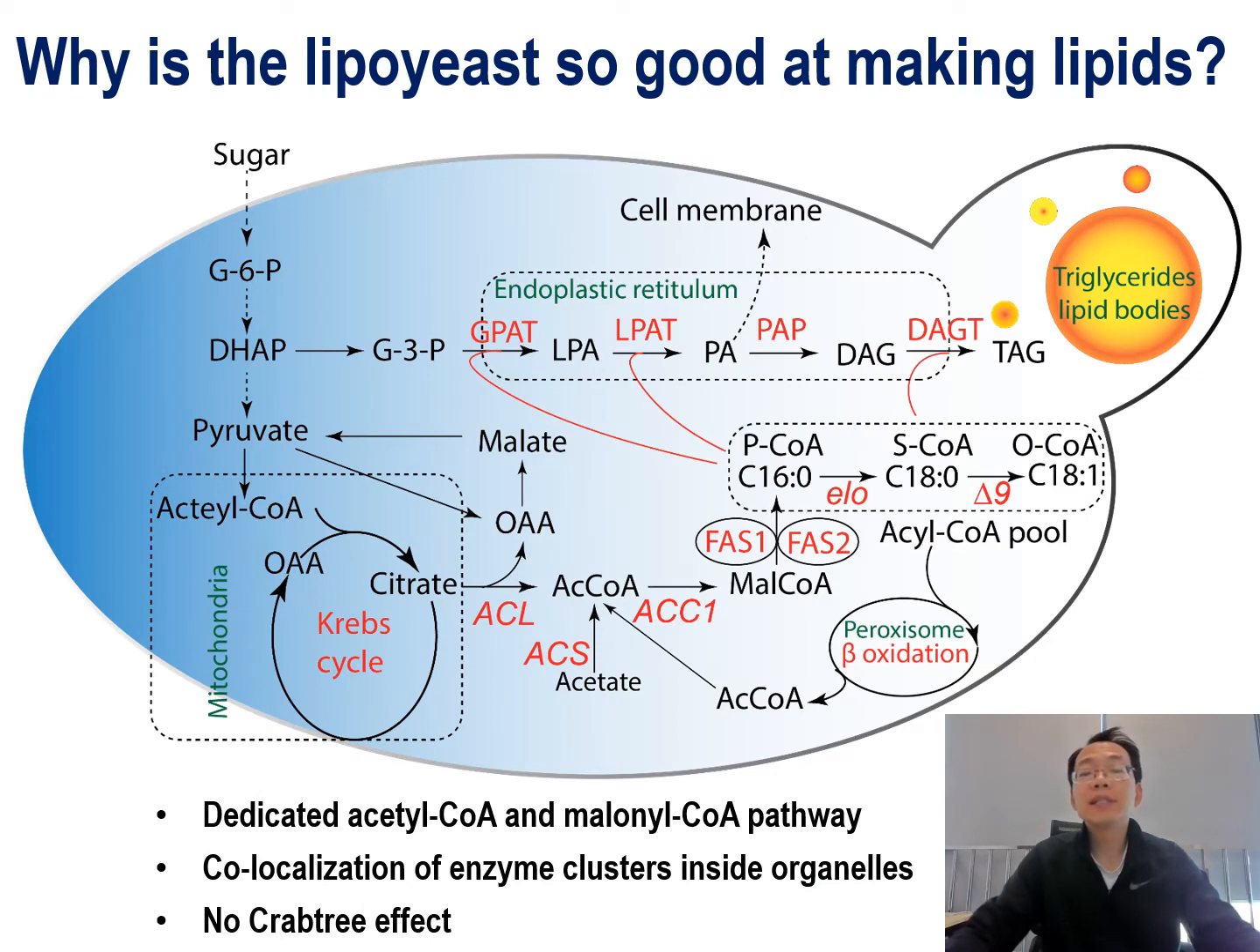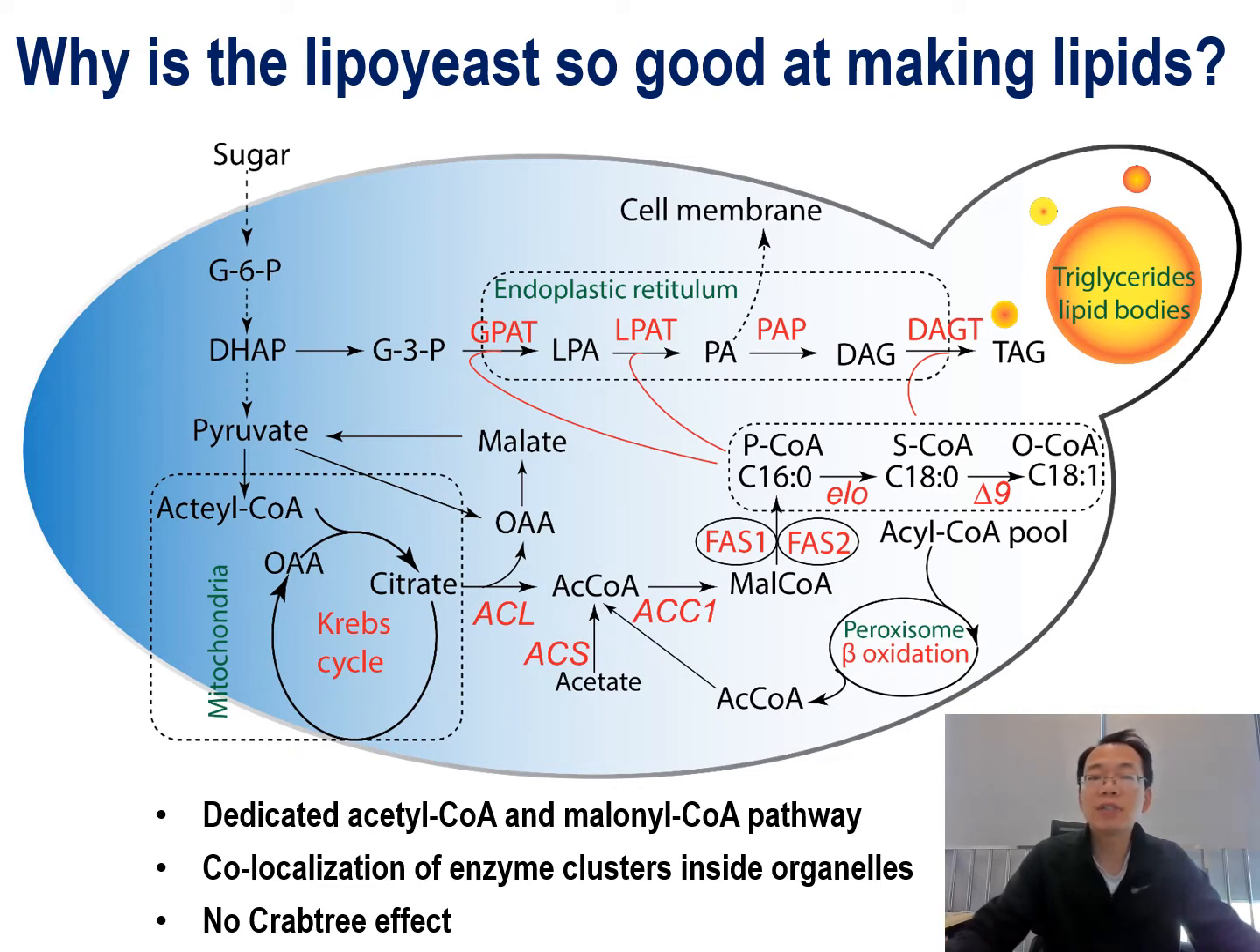So why is this yeast so good at making lipids? If you check this yeast, we know it belongs to the eukaryotic family. They have different cellular compartments: the mitochondria, peroxisome, lipid bodies, and Golgi bodies. These cellular compartments allow this yeast to have dedicated acetyl-CoA and malonyl-CoA pathways. Another very important thing is that some of the genes or proteins, especially the enzymes responsible for fatty acid synthesis, such as acetyl-CoA carboxylase, fatty acid synthase, and acyltransferase, are co-localized as a protein cluster.